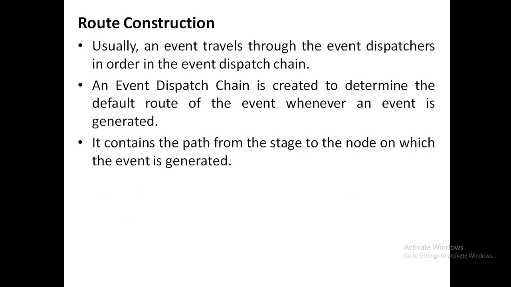Route construction. Usually an event travels through the event dispatchers in order in the event dispatch chain. An event dispatch chain is created to determine the default route of the event whenever an event is generated. It contains the path from the stage to the node on which the event is generated.